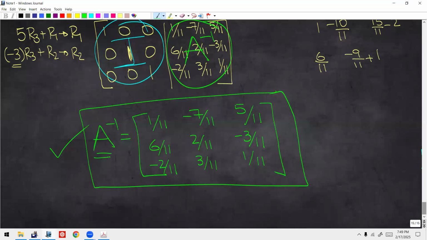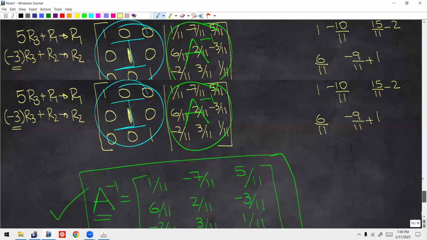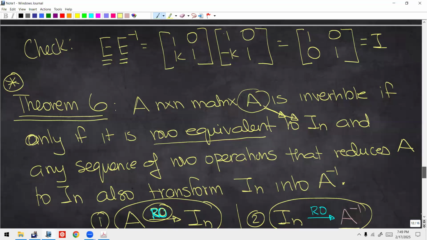Now, the last theorem that I'm going to give you. Let's see. So this is theorem 8. I think it's 8, right? No, it's 7. Sorry, my bad. It is theorem 7.